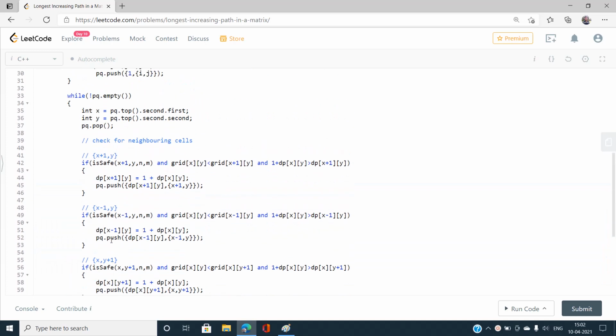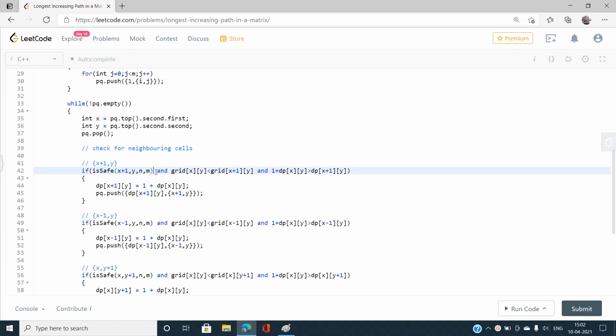Now I'm going to check if my neighboring cell x plus 1 comma y is safe or not, that is, within the matrix bound, and it follows the longest increasing path rules, that is, my current cell value is less than the neighboring cell value, and going to the neighboring cell is going to be optimal, that is, if it is going to contribute to the longest increasing path, my current value, dp of x y, plus 1 is strictly greater than the neighboring cell's value, then it is 100% sure that going in this direction will increase the longest increasing path in the matrix.